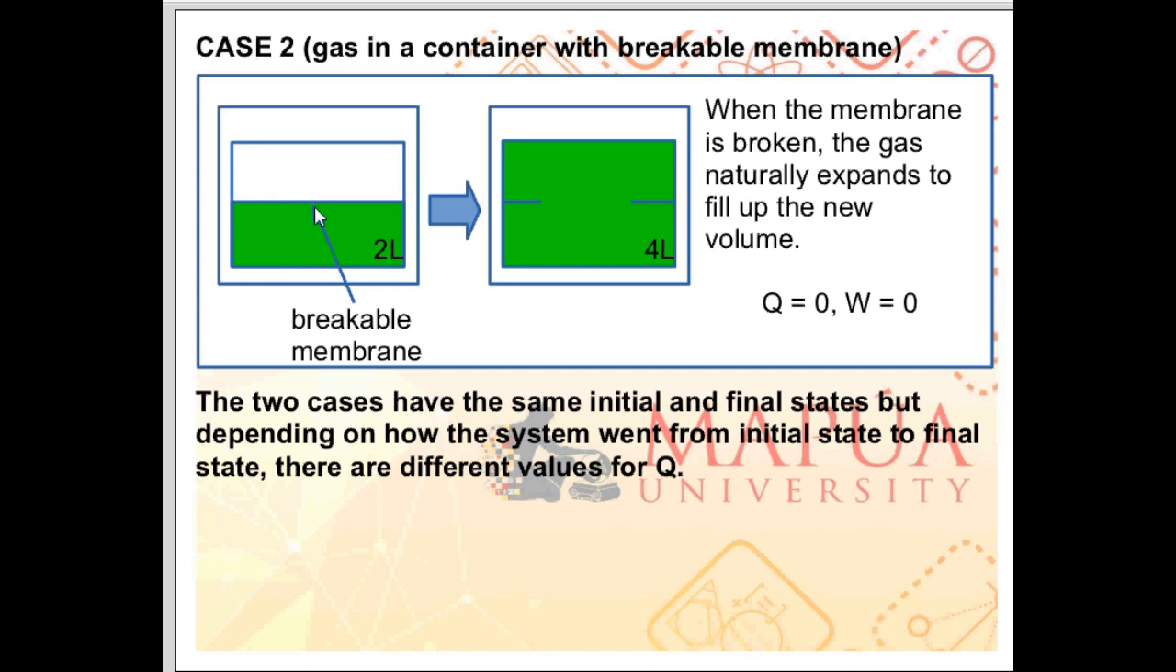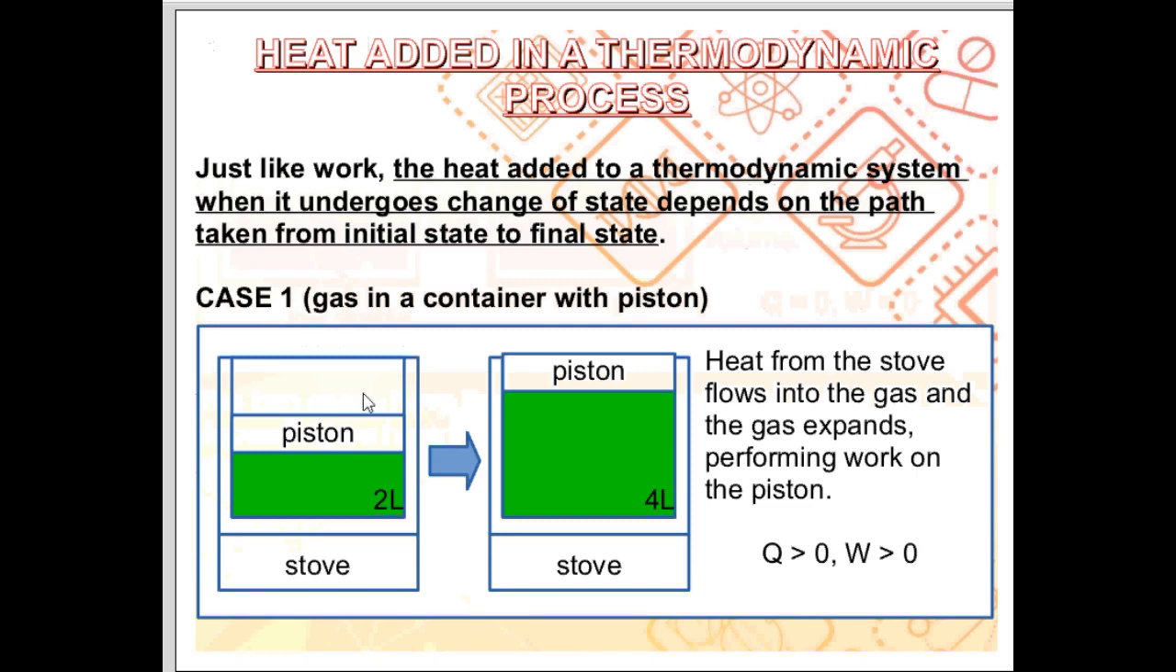If the breakable membrane is broken, the gas will naturally expand to fill up the new volume. Final volume is 4 liters. Since no heat was added, Q is 0. The gas naturally expands just to fill up the remaining volume of the container, so 0 work done. Initial state 2 liters, final state 4 liters.